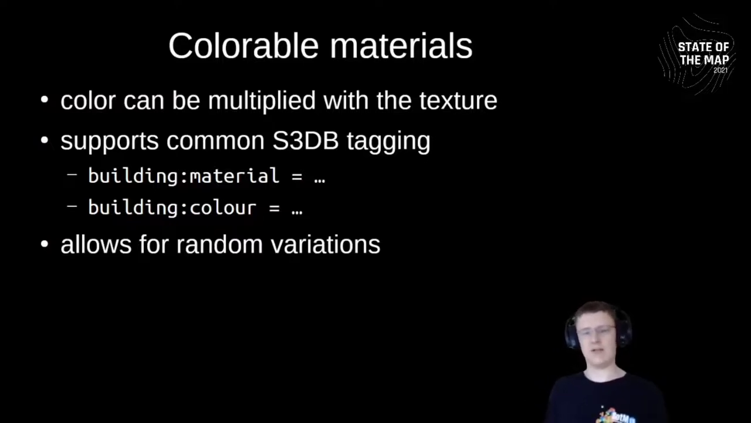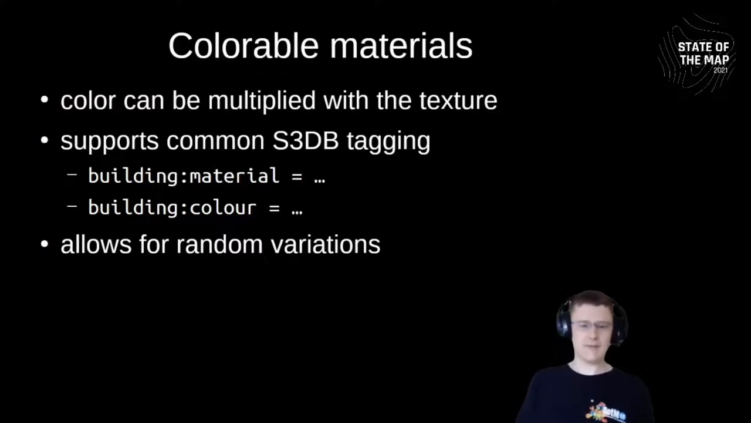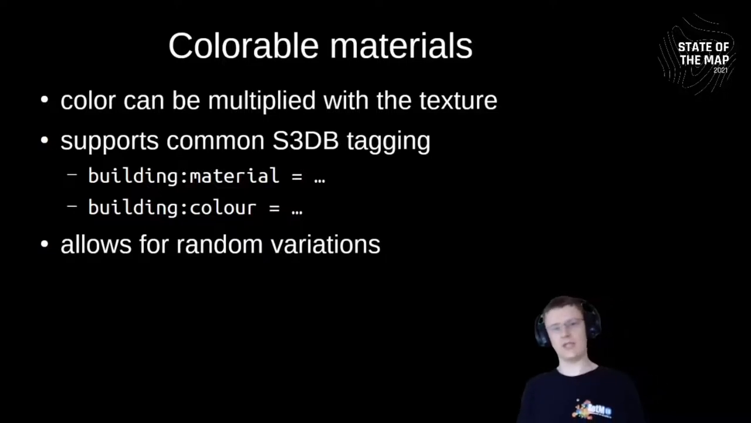Realistically possible to represent by having textures like red plaster, green plaster, blue plaster, and so on. So instead, I'm just having a single plaster texture, multiplying the base texture with the exact color that's being tagged for that building, and having a large number of possible results as a consequence. This also allows for random variations where there's no specific color tag, but I'm instead relying on a default.